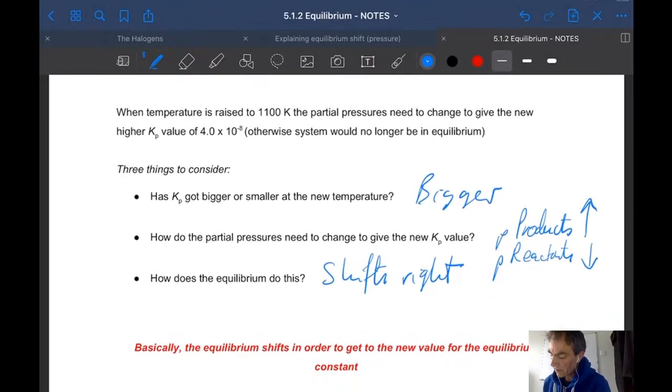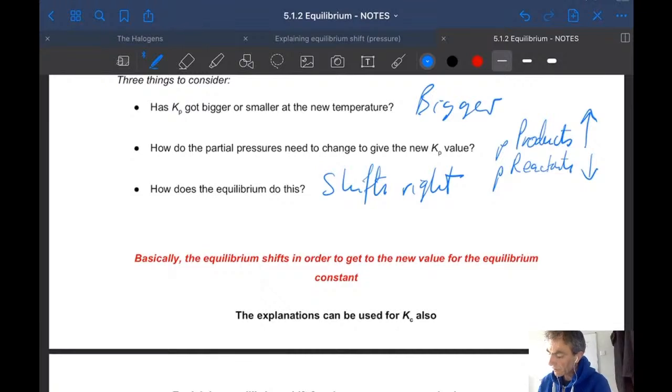So you can see in red there, basically the equilibrium shifts in order to get the new value for the equilibrium constant. And then I'm not going to do Kc because it's exactly the same explanation, exactly the same.